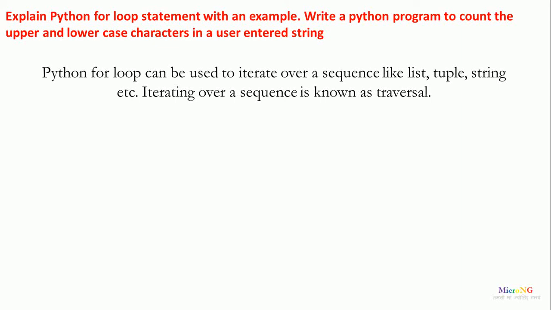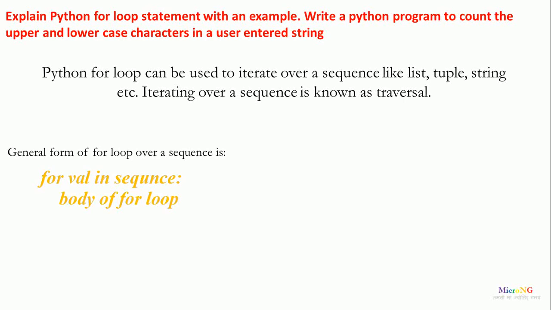Hello, this tutorial is to explain the Python for loop statement with an example. We will also see a Python program to count the number of upper and lowercase letters in a user-entered string. A Python for loop can be used to iterate over a sequence like list, tuple, string, etc. Iterating over a sequence is known as traversal.